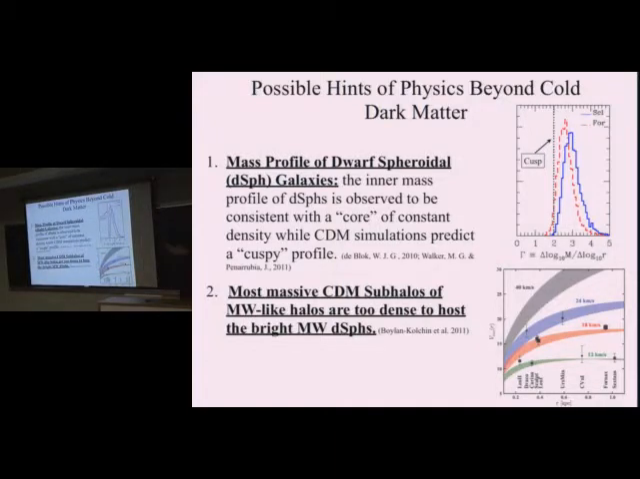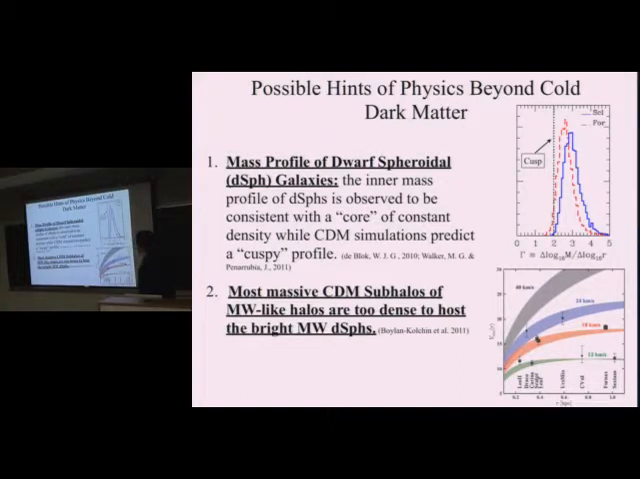Another observation from dwarf galaxies was pointed out quite recently by Boylan-Kolchin and collaborators. In N-body simulations, if you simulate a Milky Way-like dark matter halo and look at the subhalos inside that halo, you realize that the most massive subhalos are way too dense to host the bright dwarf spheroidals that we observe today around our own galaxy. If you plot the velocity versus radius of these dwarf galaxies, these bands contain the subhalos you get from simulation.